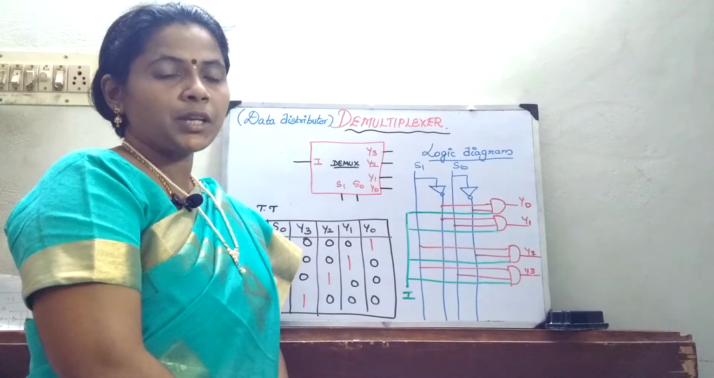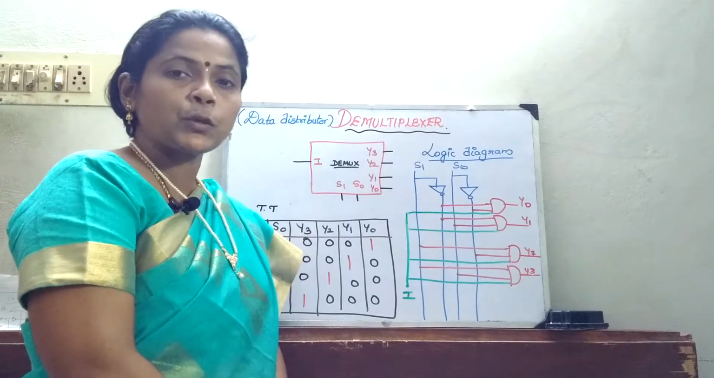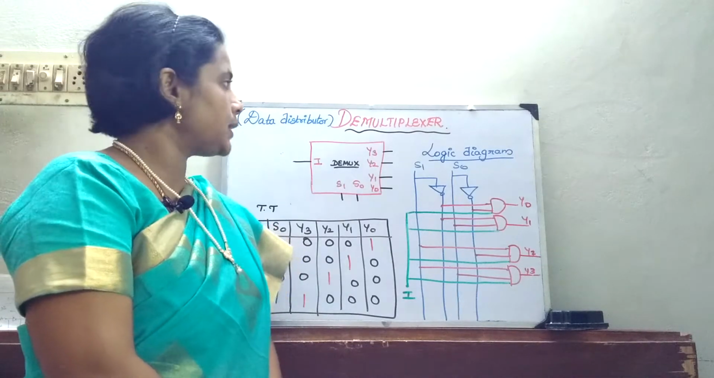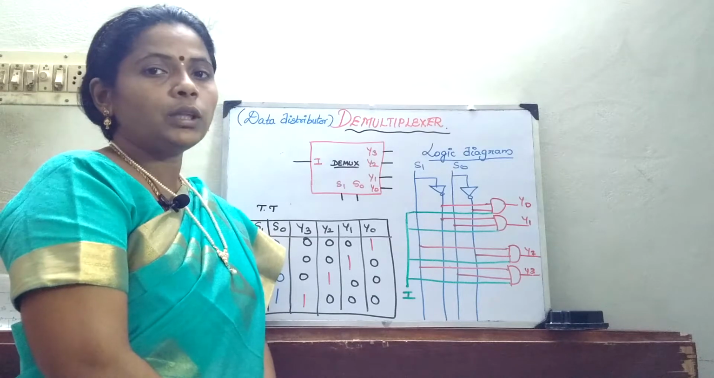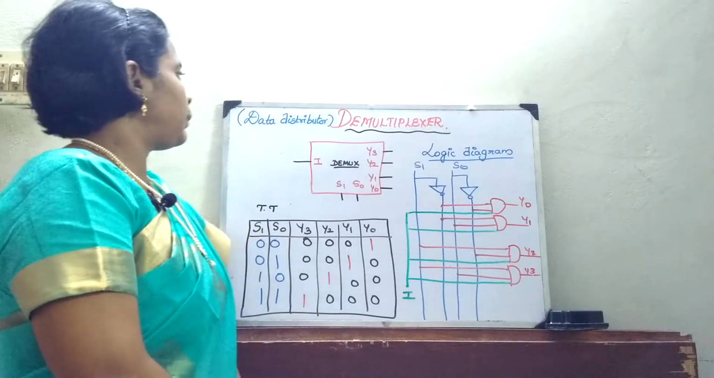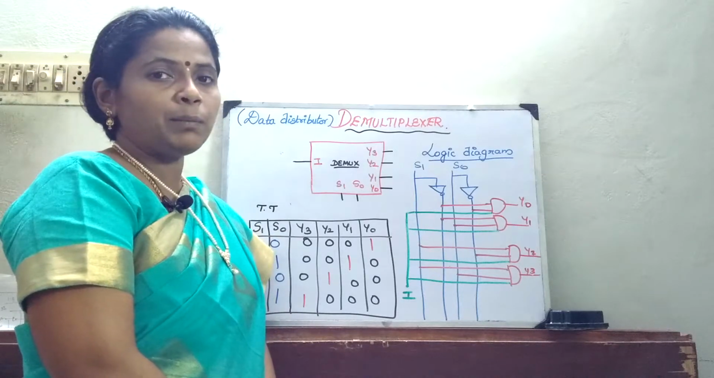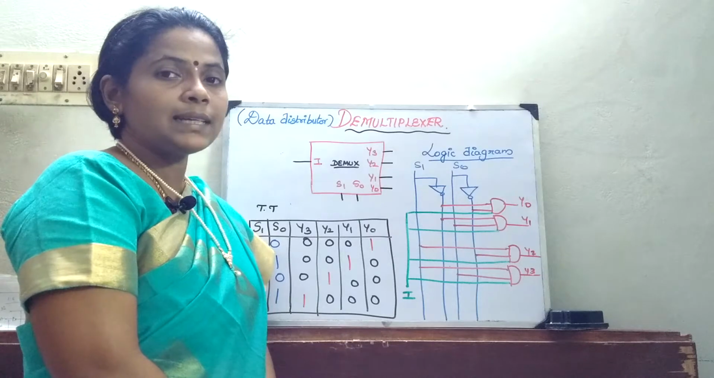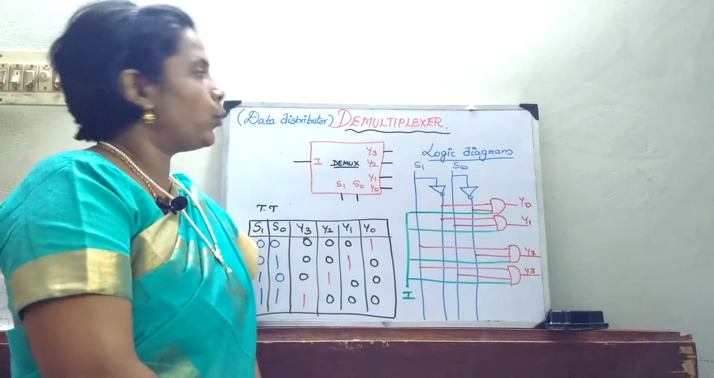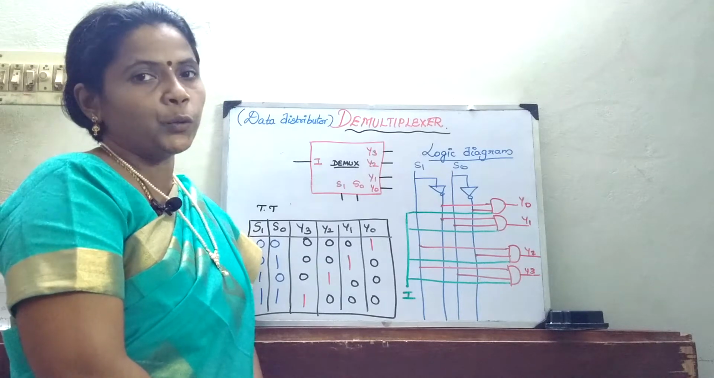In the last session, we have seen how to implement the combinational circuits using decoder. In this session, we will see how the demultiplexer works, right? This demultiplexer is also called a data distributor. What was a multiplexer? A multiplexer was called a data selector, whereas this demultiplexer acts as a data distributor.